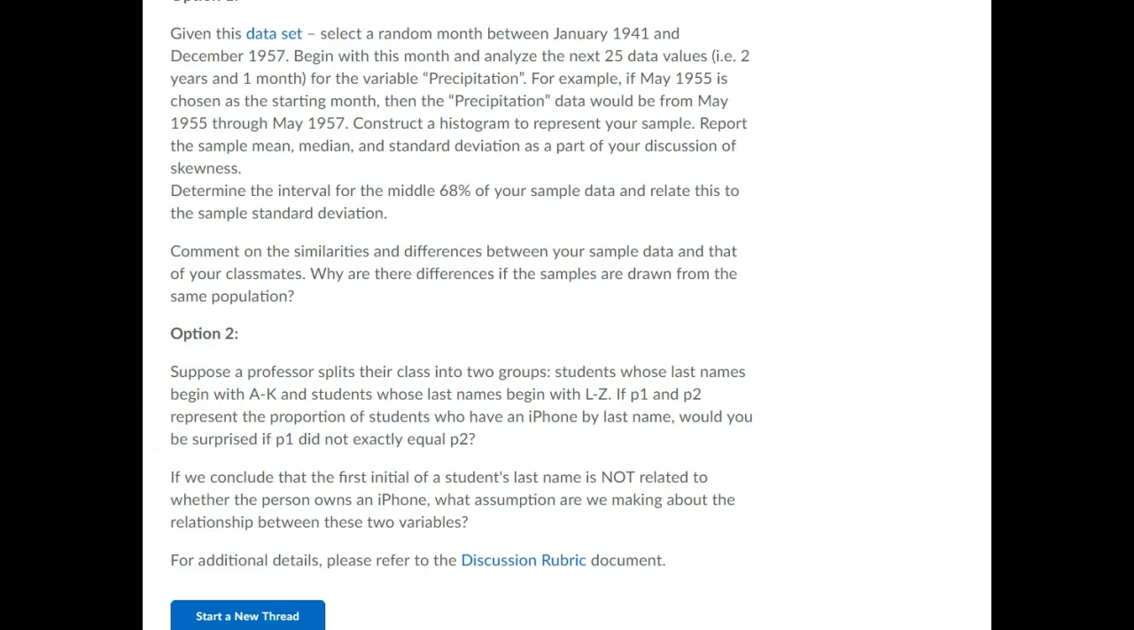In option 2, a professor is splitting the class into 2 groups based upon students' last names. And then we're going to look at the proportion in each group that has an iPhone.